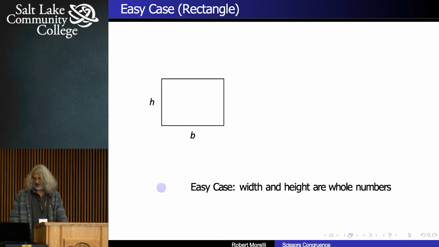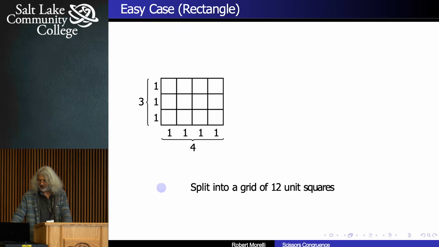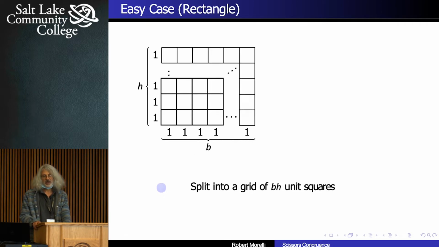Let's start with the easiest case, which is the case of a rectangle whose base and height are both whole numbers. In this case, we can dissect the rectangle into unit squares. And the number of unit squares is going to be the base times the height. So in this case, 4 times 3. So we'll have 12 unit squares. So that explains, in a sense, why we would expect the area of a rectangle to be at least proportional to base times height. And this, of course, would work for any rectangle with whole numbers for base and height.